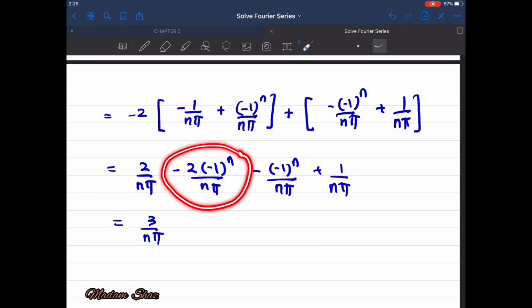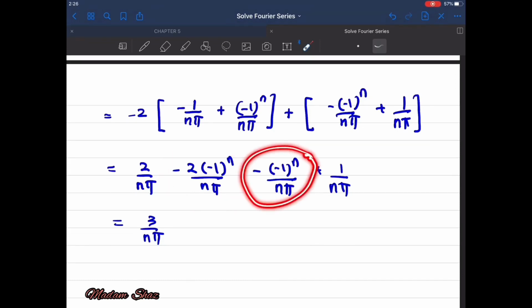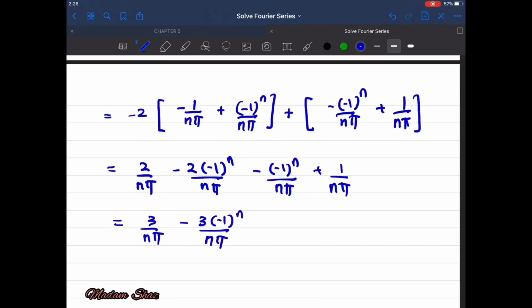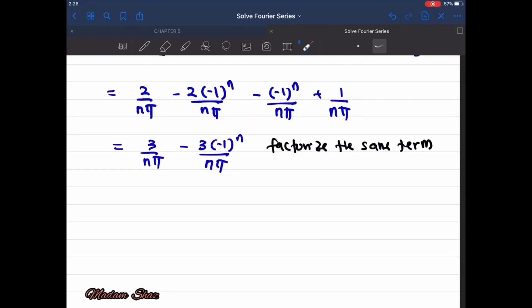Negative 2, negative 1 the power of n divided with n pi, minus negative 1 the power of n divided with n pi. So we have negative 2, negative 1 will become negative 3. Negative 3, negative 1 the power of n divided with n pi. So from here, if we can see both of the terms, you have n pi and 3 at the upper side. So we can factorize the same term. The same term that we have is 3 over n pi and 3 over n pi. So we factorize 3 over n pi at the outside.